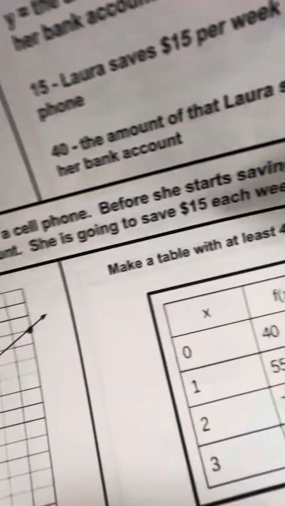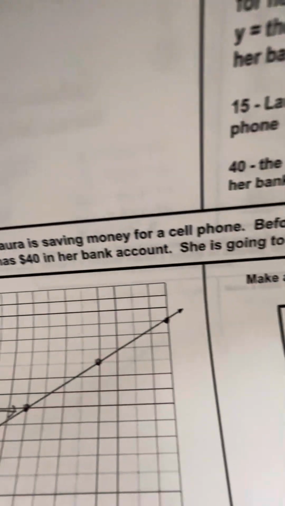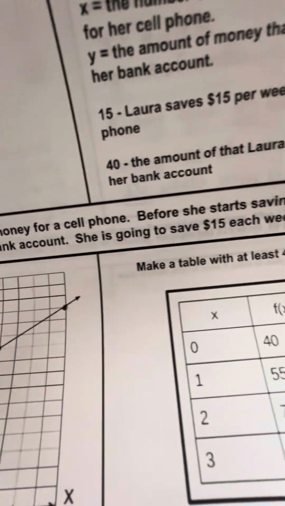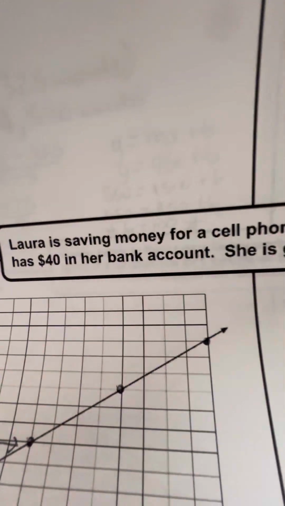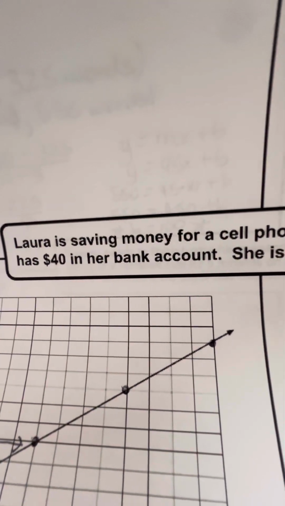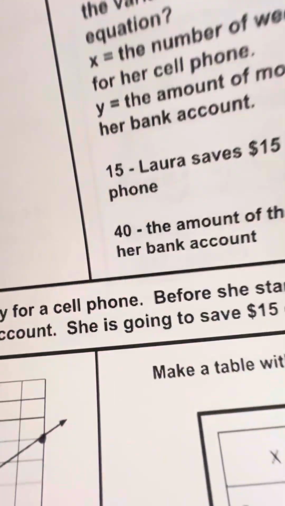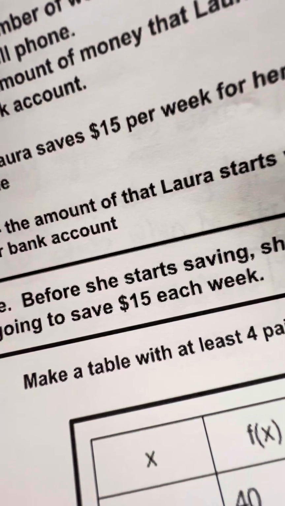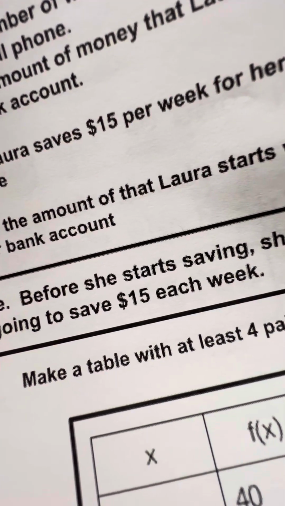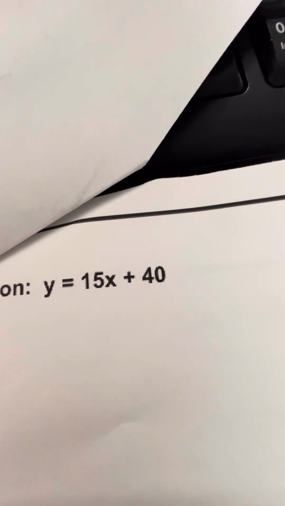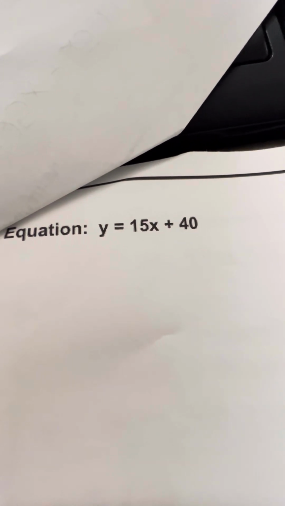So when we're looking at that information, the first thing I'm going to be focusing on is that she starts off with the amount of money, which is $40 in her bank account. So that is my y-intercept. So that is what I'm going to begin with in my equation, so the plus 40. And then she's going to save $15 each week. So that is going to be my slope right there, which is y equals 15x plus 40, the slope being 15 and the y-intercept being 40. So that is the equation that we want to use for that.